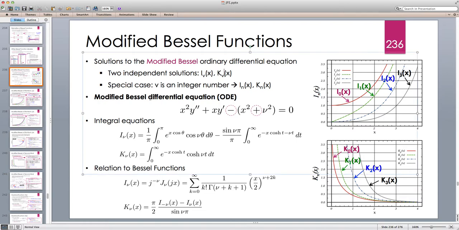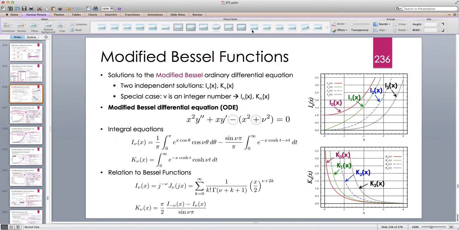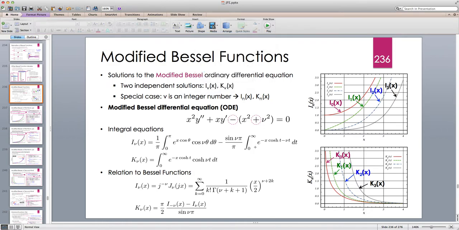Now the I nu and K nu have integral solutions, which are not valid for all numbers. It's only valid for a range of numbers. And these are very similar to the original Bessel functions, but the behavior has changed. I nu is 1 over pi integral from 0 to pi of e to the x cosine theta, so this is an exponential, and then cosine of nu theta d theta, minus sine of nu pi over pi, integral from 0 to infinity of e to the minus x cosh t minus nu t dt. And as you can see, this is only valid when this improper integral converges. So the condition for convergence is that the real part of x is positive.